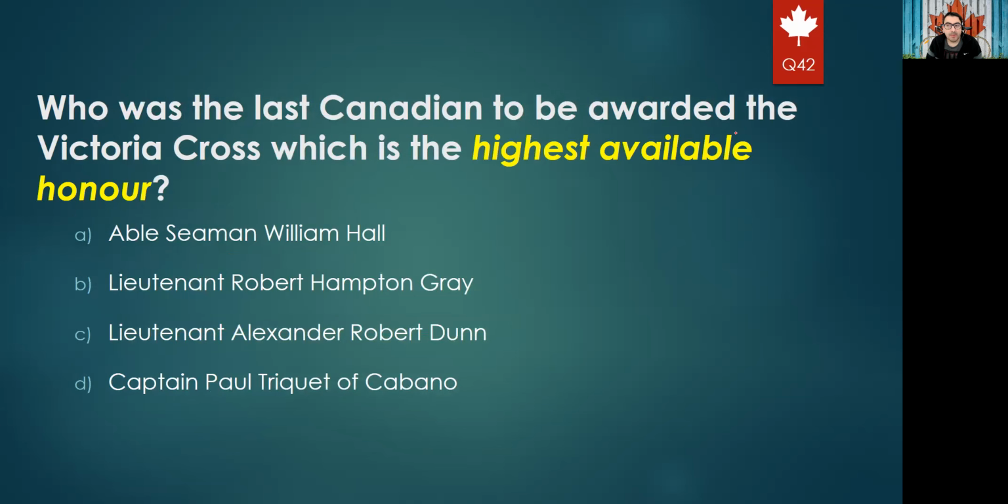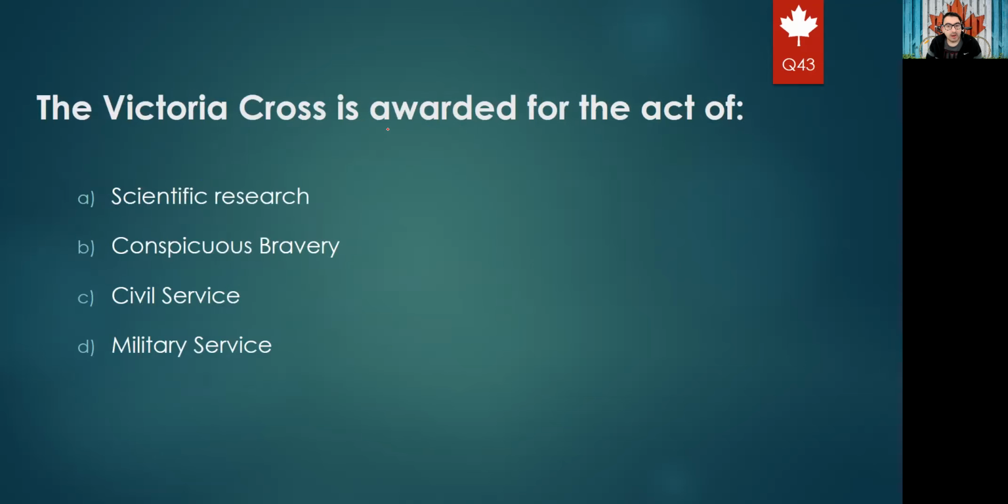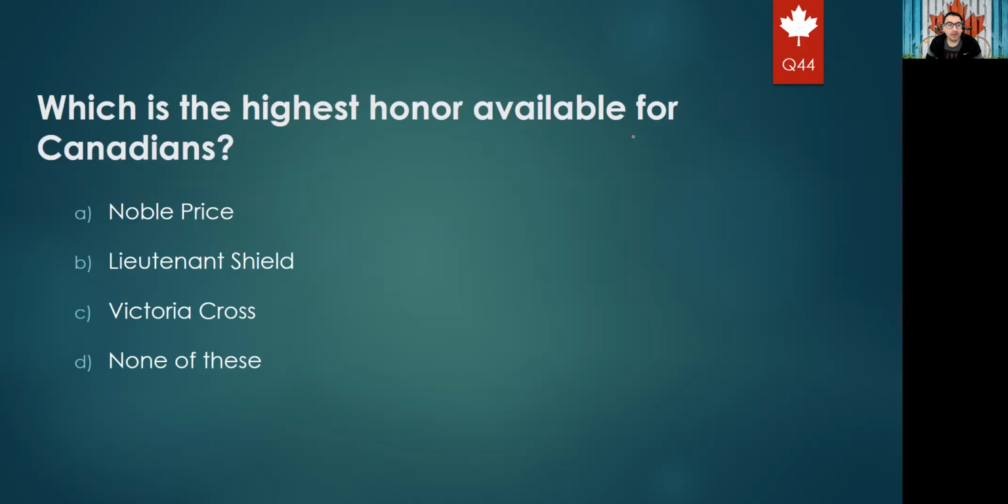Who was the last Canadian to be awarded the Victoria Cross, which is the highest available honor? William Hull, Hampton Gray, Robert Dunn, or Capano? The right answer will be Hampton Gray. Next question. The Victoria Cross is awarded for the act of scientific research, conspicuous bravery, civil service, or military service? For sure, the bravery. So if you are brave and you sacrifice your life for Canada for any reason, you will be honored with the Victoria Cross.